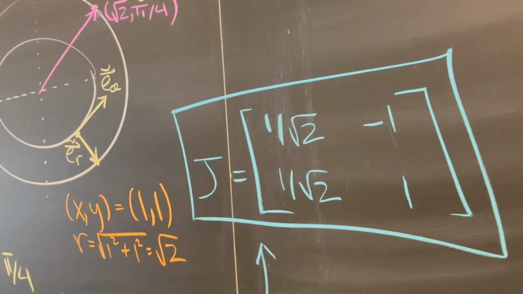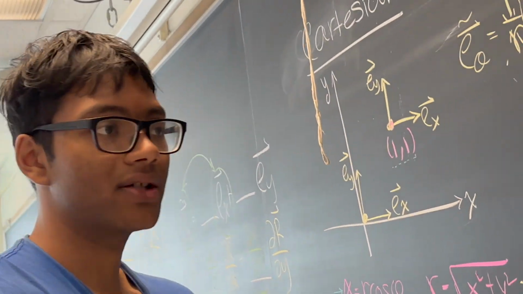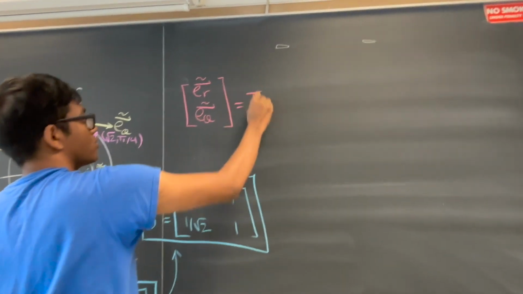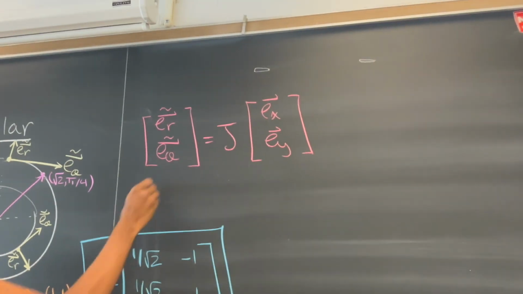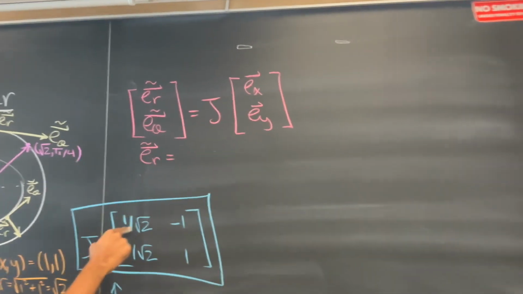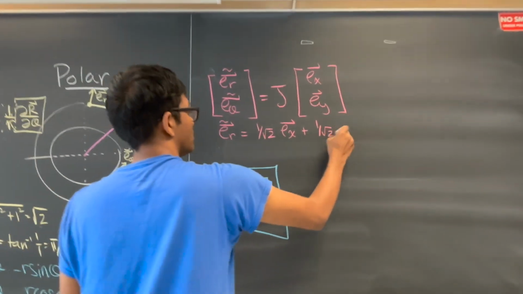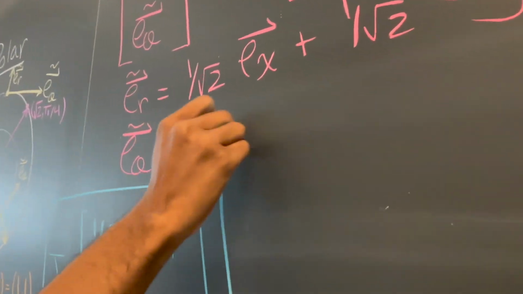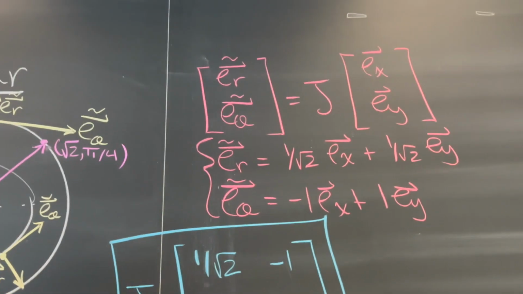So, ladies and gentlemen, this is my Jacobian matrix for this problem. Now, how do I figure out my new basis vectors? e sub r and e sub theta at a given point are equal to the Jacobian times our original basis vectors, e sub x and e sub y. That means that e sub r is simply equal to 1 over the square root of 2 e sub x plus 1 over the square root of 2 e sub y. Similarly, e sub theta is equal to minus 1 e sub x plus 1 e sub y. So great, we've got our two new basis vectors.